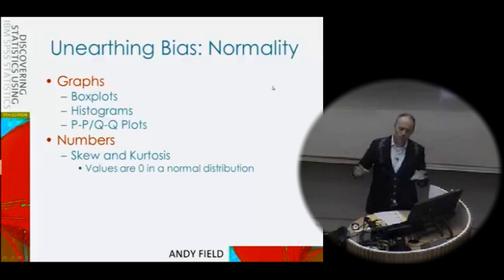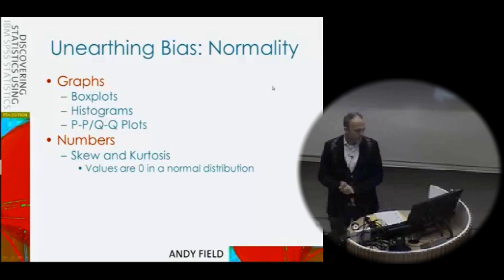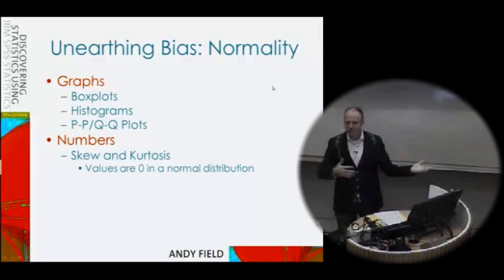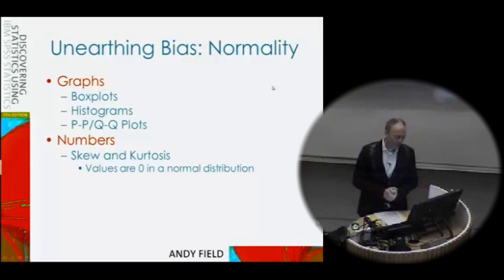It's to do with how many scores you've got at the extremes. As far as SPSS is concerned, it gives you values of 0 for a normal distribution. So values of skew and kurtosis that deviate from 0 are potentially signs that you have some skew or kurtosis.